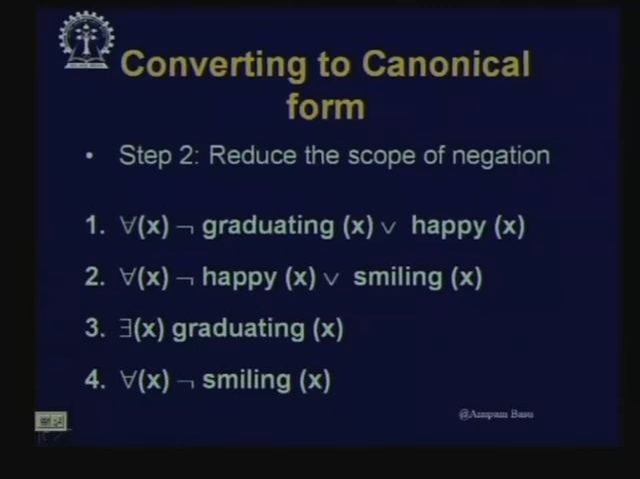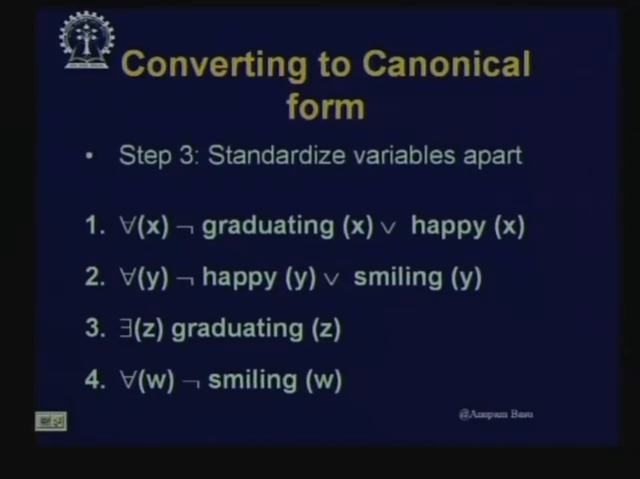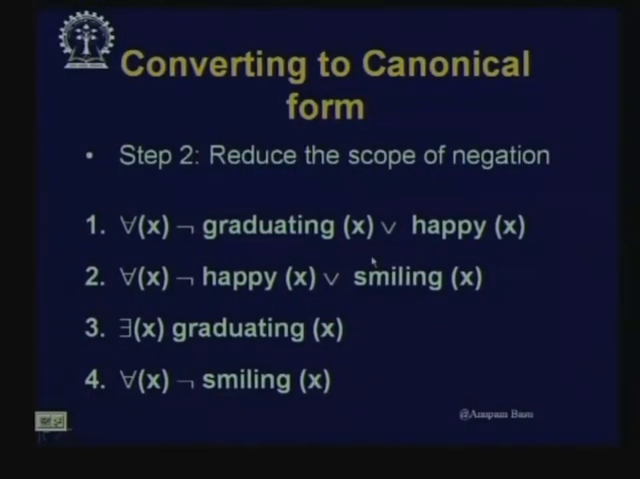The next thing that we need to do is we have to standardize the variables apart. It is possible that the same variable might have been used at different points. For example, here, graduating x, happy x, here again not happy x, smiling x, all those things. All right. But when I am trying to do this, what I will try to do is for every clause I will change the different variables. Every clause, every sentence, will have a distinct variable.